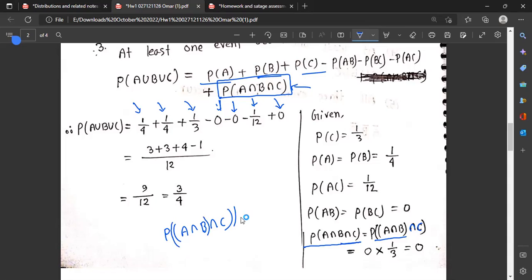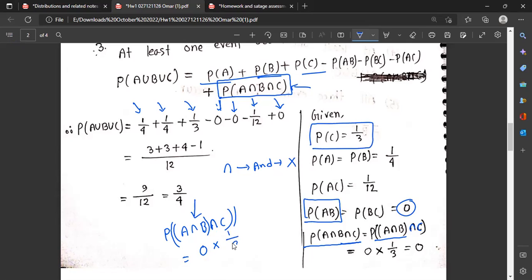We know that P of A intersection B is given as 0. The intersection sign represents multiplication, so we multiply this by the probability of C, which is given as 1 by 3. So 0 times 1 by 3, the answer will be 0, right? That's why I have written 0 here. So now if I add them up, I will get 3 by 4.